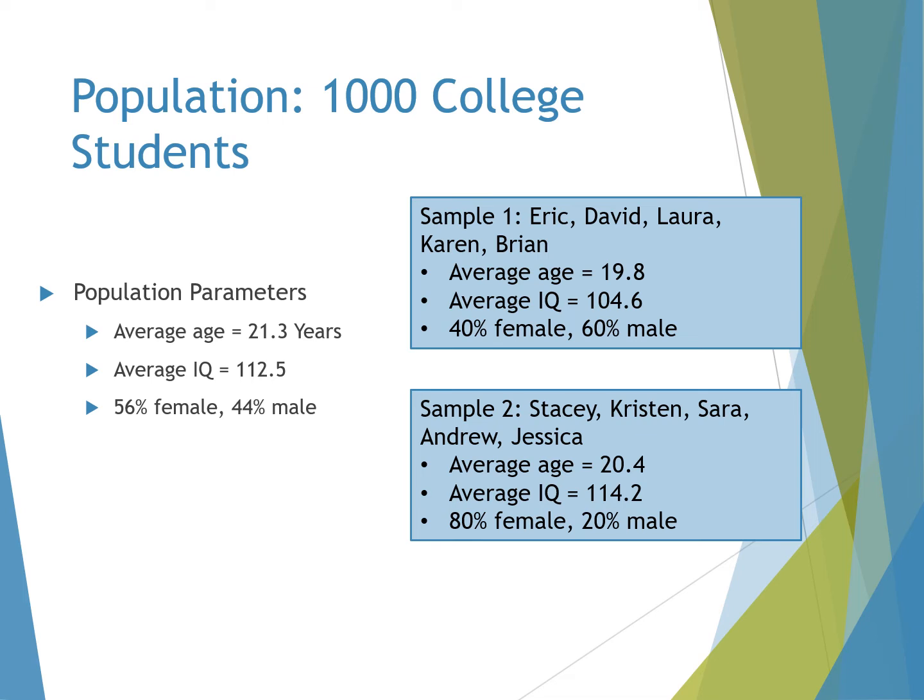We pull another random sample and we get sample 2. In sample 2, these 5 people have an average age of 20, an average IQ of 114, and are 80% female. So if you look at each of these samples, sample 1 is younger than our population. It's got lower IQ and less female. Sample 2 is close to the age, but still younger, close to IQ, but higher and more female. Neither one of these samples is perfectly representative of our population.